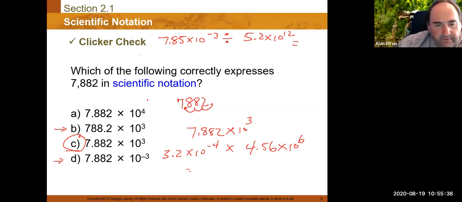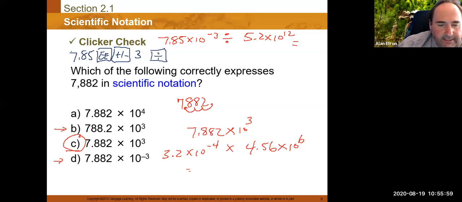Okay, so let's take a look at the first one. When you punch this into your calculator, you want to go 7.85, then hit your exponent button. That represents the times 10 part. Since this is -3, you want to use your negative button, not your subtract button, and 3. Then you hit your divide button and type the next one in, 5.2, exponent button, and 12 since it is positive. And if you do have the other button, you need to put parentheses around each of these numbers.